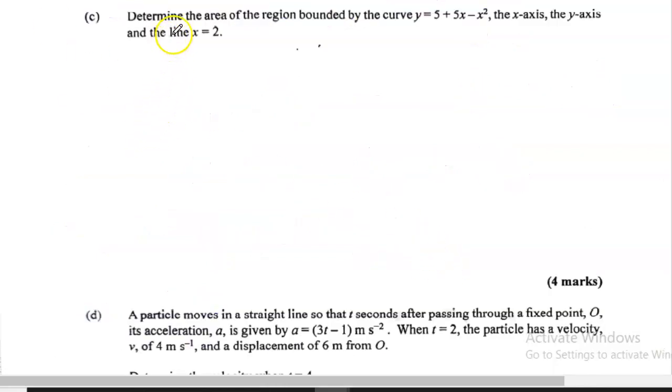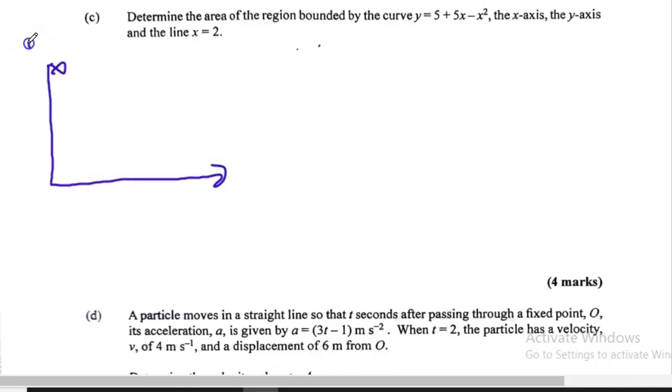Next, we're asked to determine the area of the region bounded by the curve y equals 5 plus 5x minus x squared, the x-axis, the y-axis, and the line x equals 2. Let me do a little sketch quickly. We have the y-axis, the x-axis, they meet at 0. We're looking at the line x equals 2. It should be a straight line like that. This is the line x equals 2.